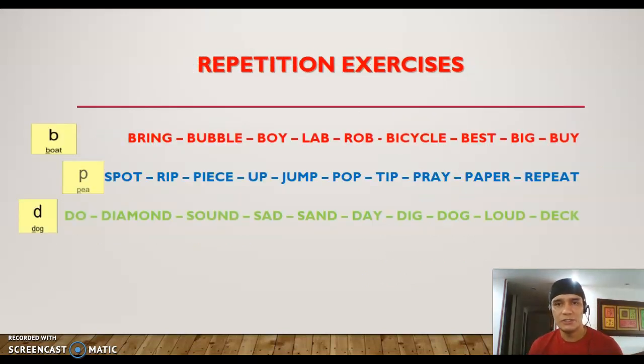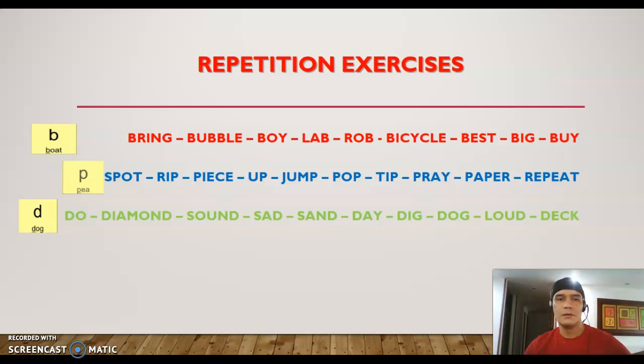Now let's do a repetition exercise, please, with the b sound: bring, bubble, boy, lab, rob, bicycle, best, big, buy.